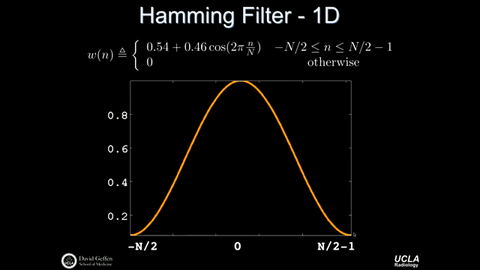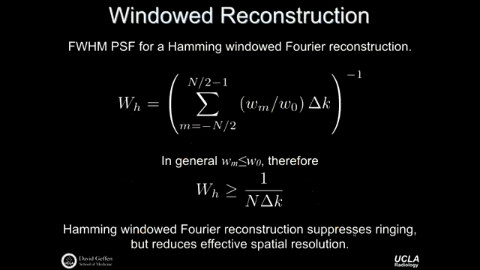And this will have the effect of resolving that Gibbs ringing, because it changes fundamentally the point spread function of the windowed Fourier reconstruction. And so the full width half max point spread function for that Hamming windowed Fourier reconstruction ends up looking like this. And we don't need to work through the steps, and we don't even really have to be mindful of exactly how we landed at this point. The point is that the Hamming windowed Fourier reconstruction can suppress this underlying ringing, but it does effectively reduce the spatial resolution. So this window weight term that shows up here is going to effectively broaden. It's going to be greater than one. It's going to broaden the point spread function of your imaging system. So you could push down the Gibbs ringing, but you sacrifice something with regards to spatial resolution.